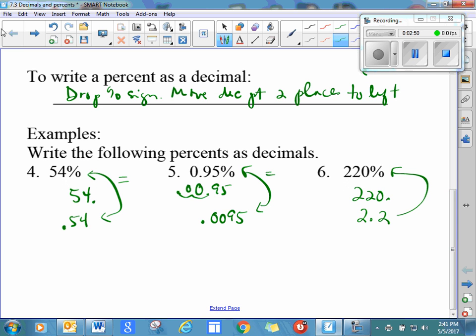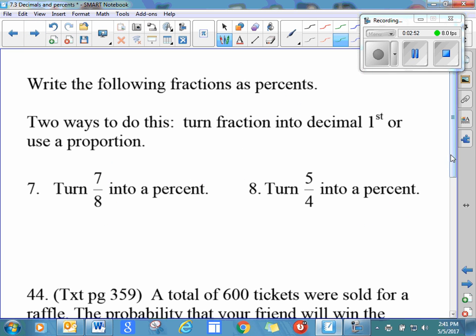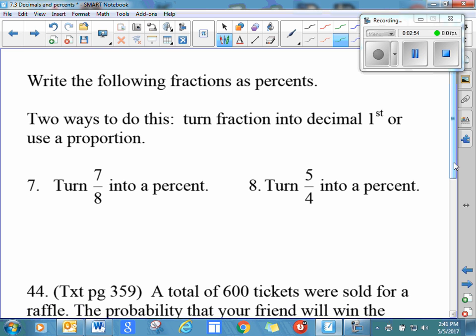See if I can get to the second page here. Okay, so there's a couple ways to turn fractions into percents. So we talked about decimals into percents and percents into decimals, but now let's talk about fractions. There's 2 ways to do it. If you have a calculator, you can just turn 7/8 into a decimal and then use the rules that we just did to turn it into a percent. But the other way you can do it is use a proportion.